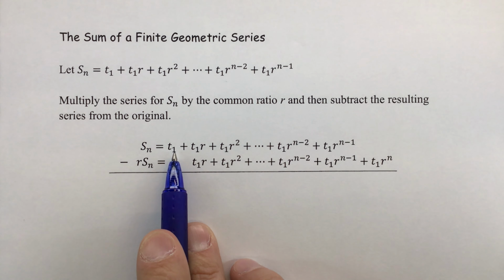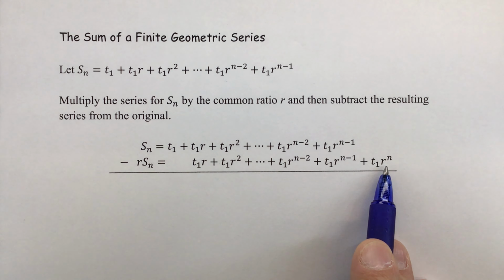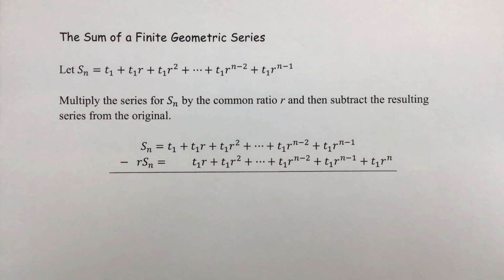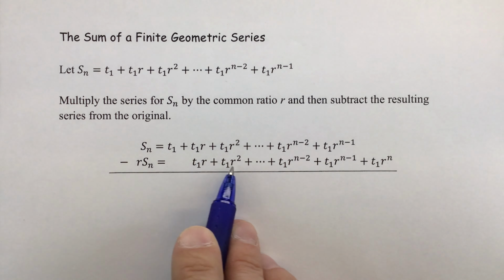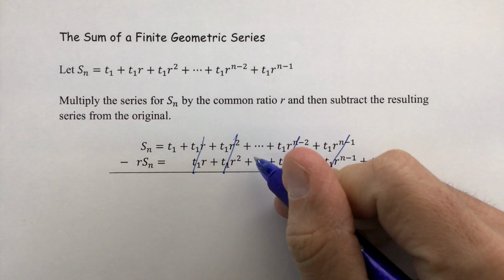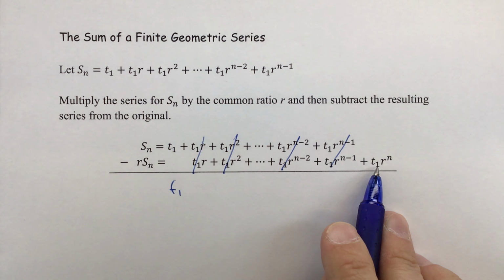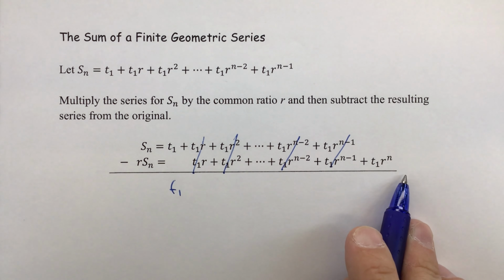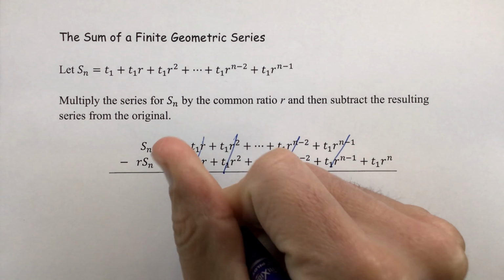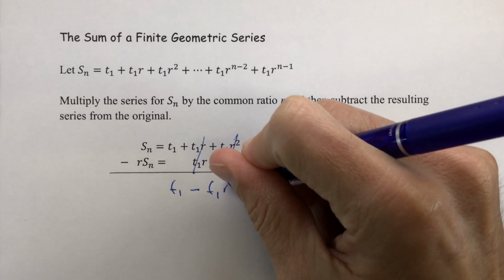You now have a T1 without anything underneath it, and you've got this other term over here, T1 times r to the nth power, without anything above it. So now when we subtract, with everything offset like that, and that would include distributing the negative to all these terms, these will cancel, these will cancel, and everything in the middle will cancel. And you're going to be left with two things. You're going to be left with a T1 here, and you're also going to have the T1 times r to the n power. But remember, all of these are being subtracted, so it's going to be minus T1 times r to the n power.